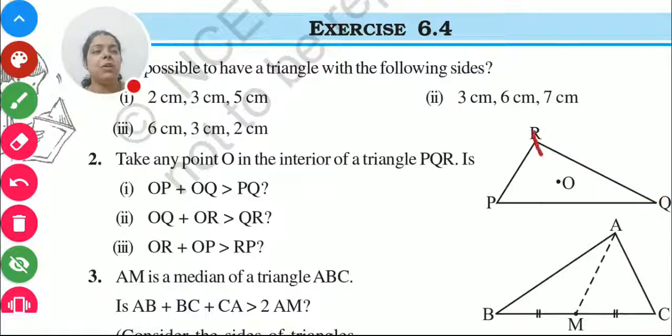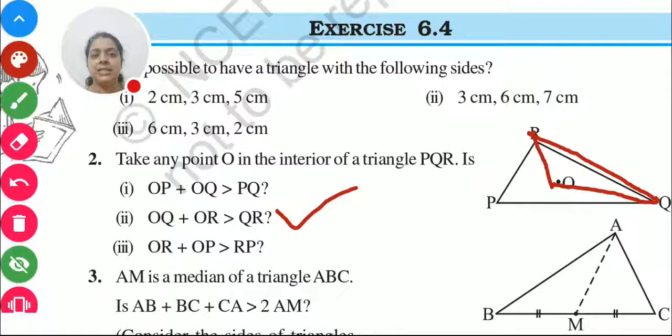I'm repeating, OQ, OR and QR. When we go for it, what we find is that it is forming a triangle. And when it is forming a triangle, undoubtedly the property will definitely be this: the sum total of two sides will be greater than the third one.